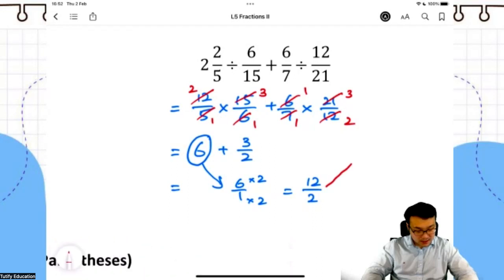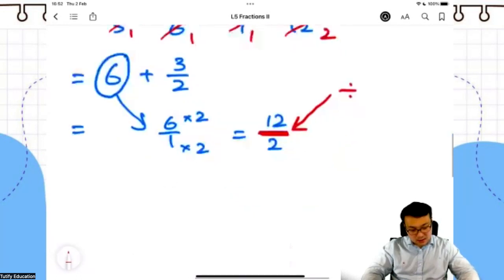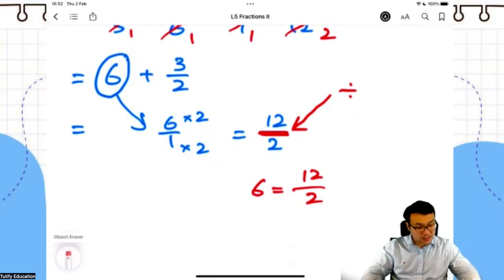Remember, what does this line mean? Whenever you see fractions, what is the meaning of this line here? Divide. Okay, students, so does it make sense? If I write 12 over 2, that means 12 divided by 2. I should be getting 6. That means 6 equals 12 over 2. It makes sense.